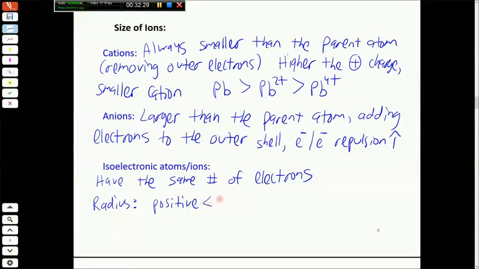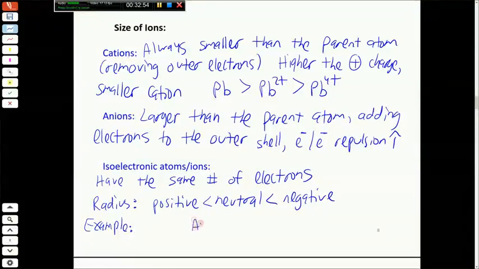And then the ones that are neutral are going to be in the middle, so that whatever the neutral atom is that has that many electrons will be intermediate in size. And then whatever anions we form that are negatively charged are going to have the largest radius in that series of isoelectronic species. All right? So as an example, we can start with argon as our neutral atom.